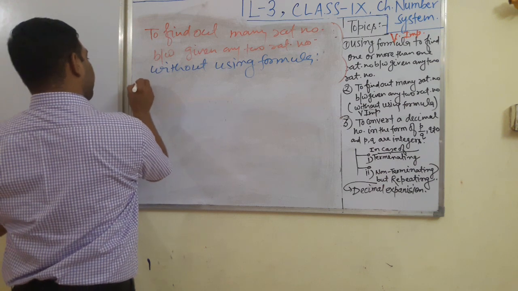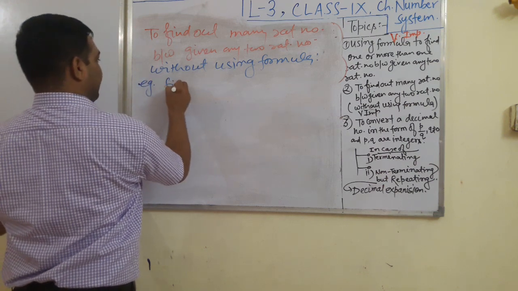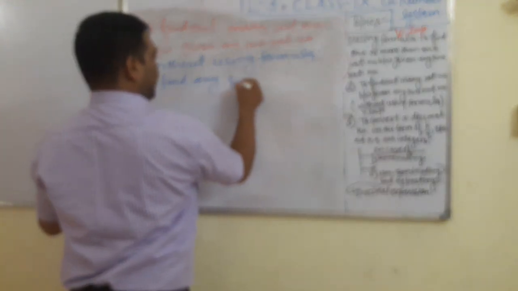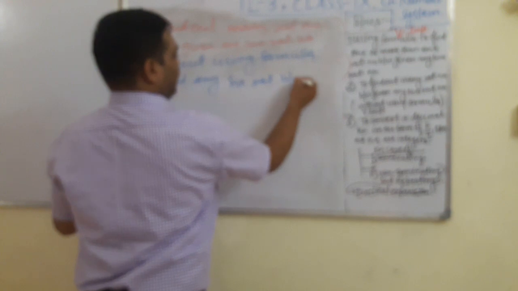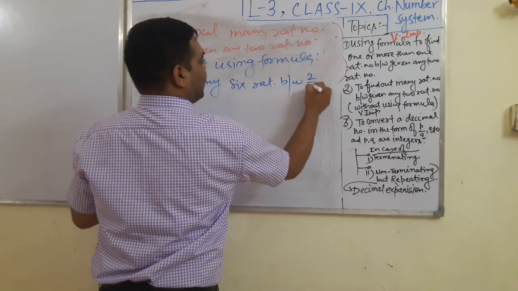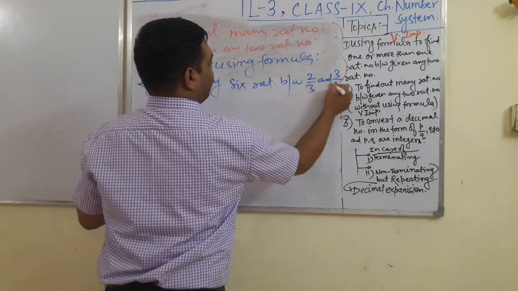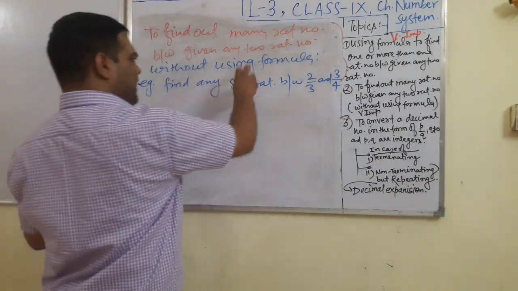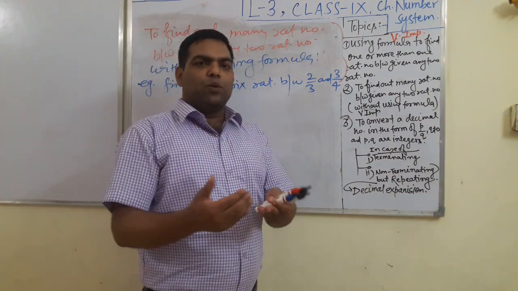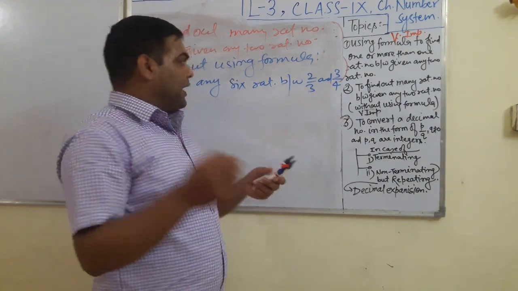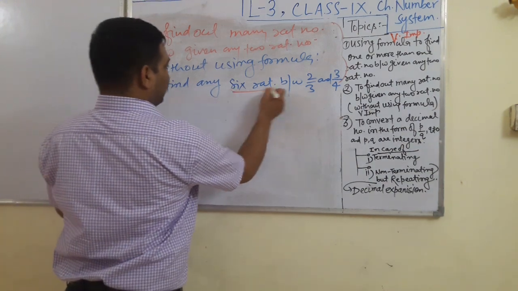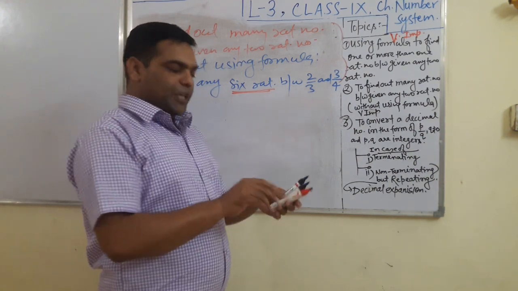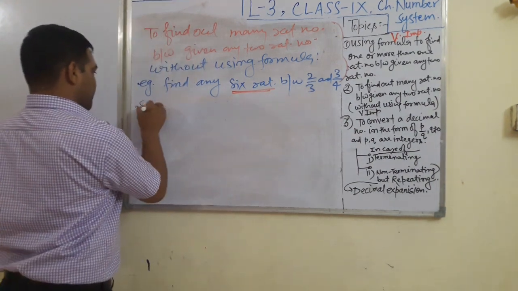Take a question, students. This is an example. Find any 6 rational numbers between 2 by 3 and 3 by 4. This is the question, students. How to do it? Here it has not been mentioned whether you have to use the formula or not, and you have to find 6 rational numbers. So in such a case, students, how to proceed? I am telling you, try to understand here. Solution.